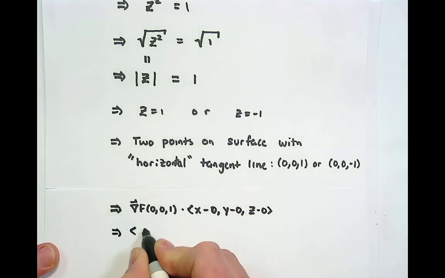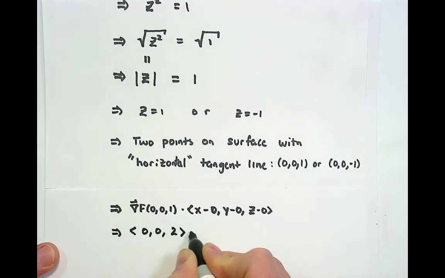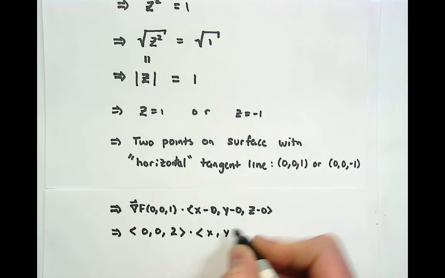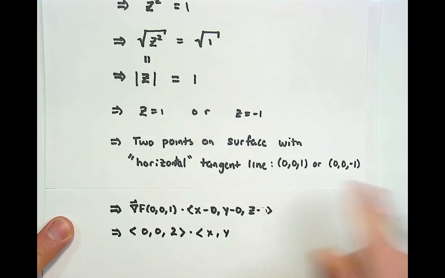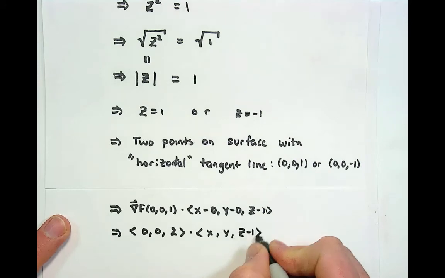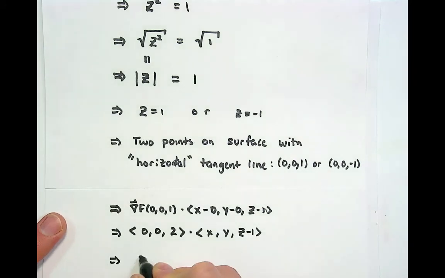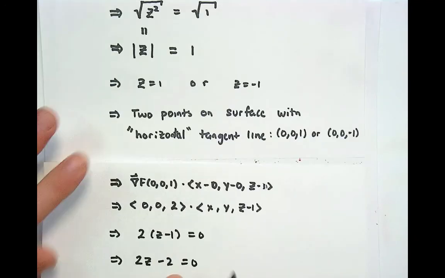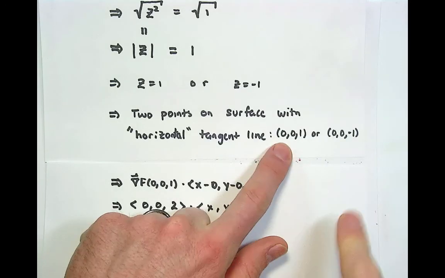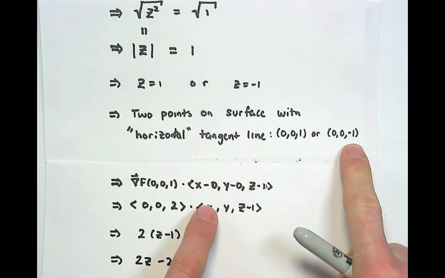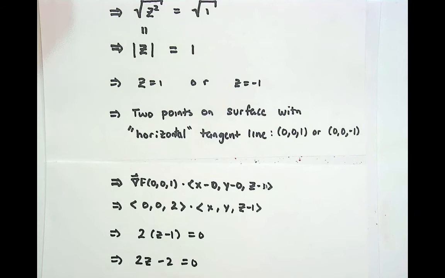Well, we know the gradient at 0, 0, 1 is going to be 0, 0, 2, and then this is going to be dotted with x, y, and of course this should be z minus 1, sorry about that. So now the equation for the tangent plane is going to be 2 times z minus 1 equals 0, and another way to say that is 2z minus 2 equals 0. So that's going to be the equation for our tangent plane associated with this one, and the other one we would literally just swap the direction and swap this value, and we'll do that on Mathematica. Let's switch over to Mathematica and see that what we have done is actually too legit to quit.